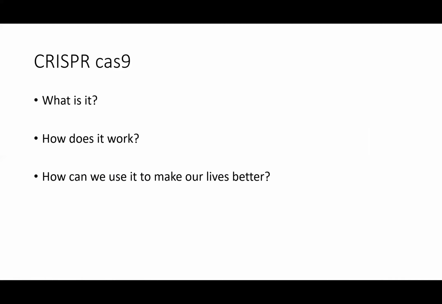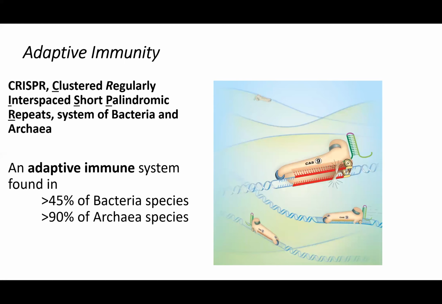And this is the CRISPR-Cas9 system. So the questions we're going to answer today about this are: what is it, how does it work, and how can we use it to make our lives better? And so CRISPR-Cas is an adapted immunity found inside of bacteria as well as archaea.